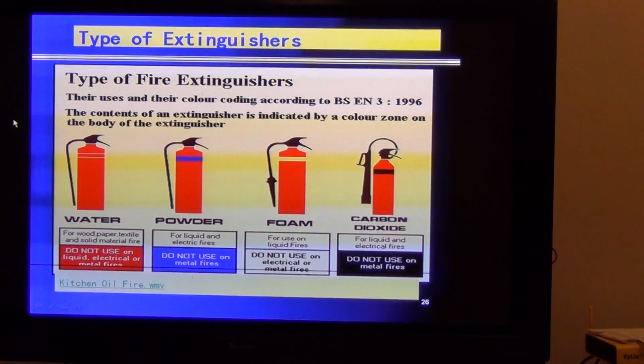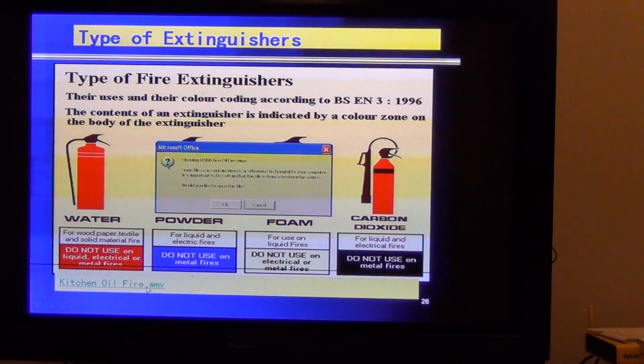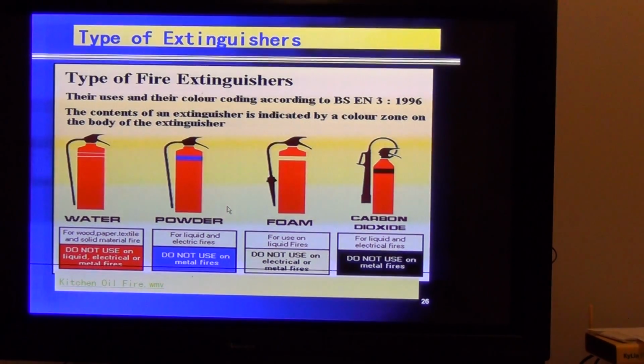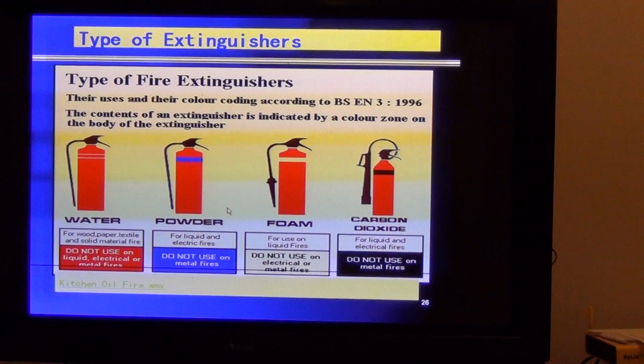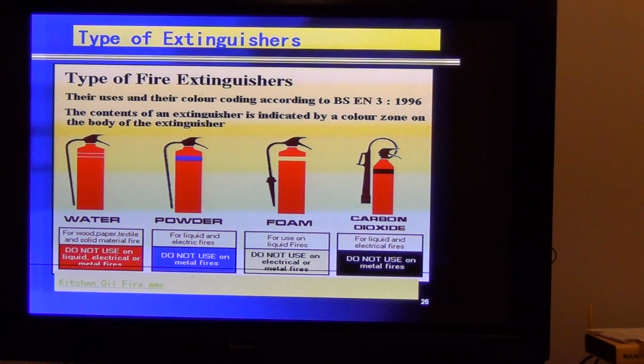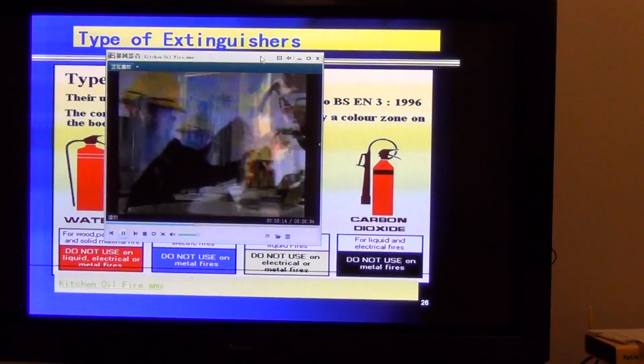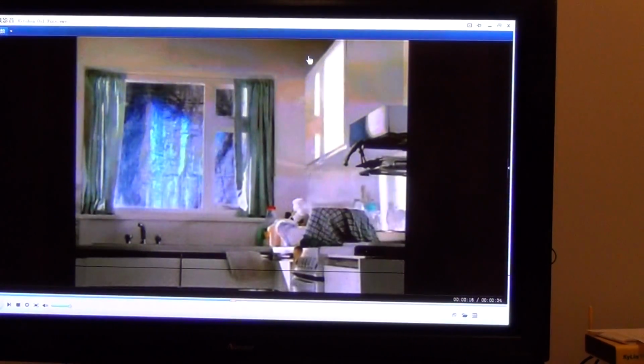So I will try to give you an example. I don't know if it can work or not. I'm not sure. So this is an example of how to fight fires.